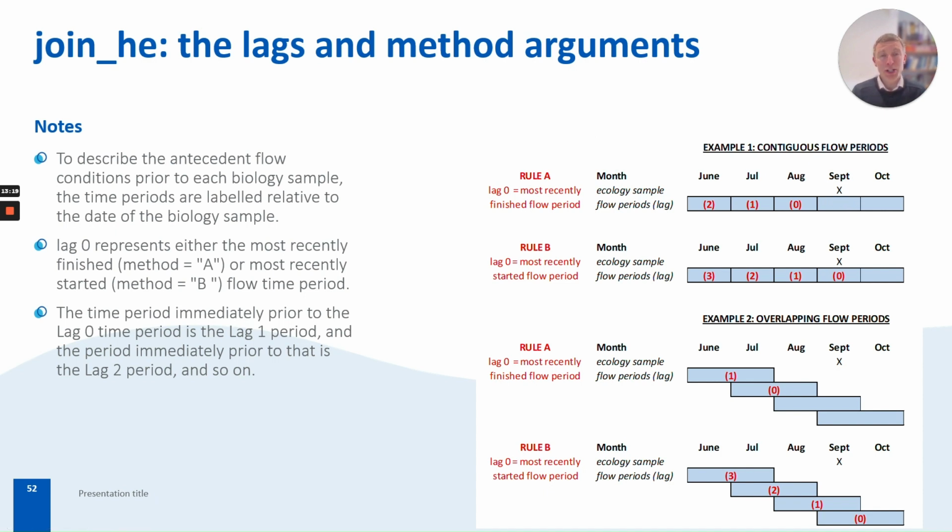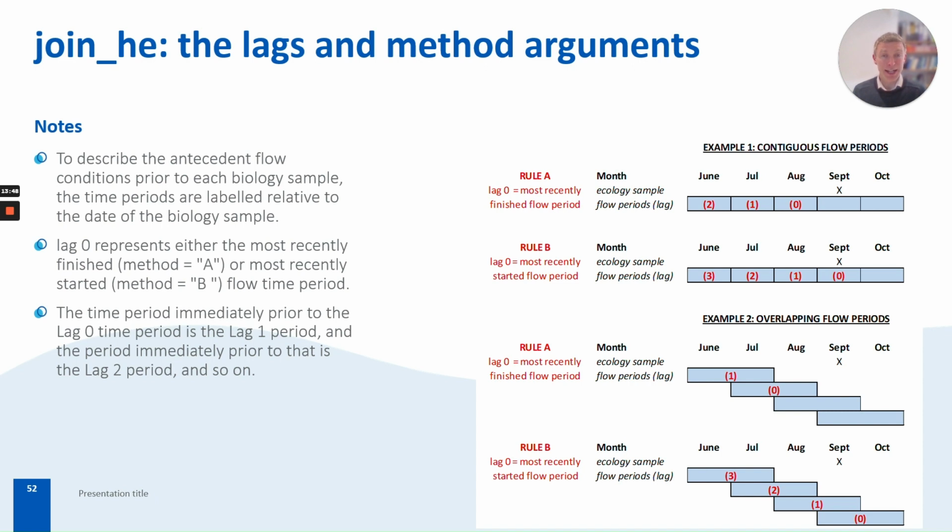We start off by numbering the different time periods for which we have flow statistics. So lag 0 is the most recently finished flow period. So in this case, if our invertebrate sample was taken in September, the most recently finished flow period would be August. So that would take a lag of 0. And then from that, we count back. So then July is lag 1 and June is lag 2. And we call that method rule A.